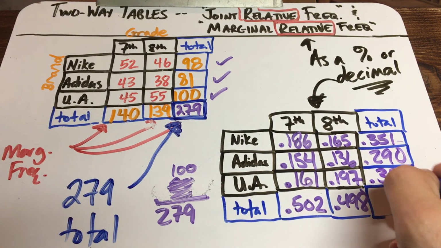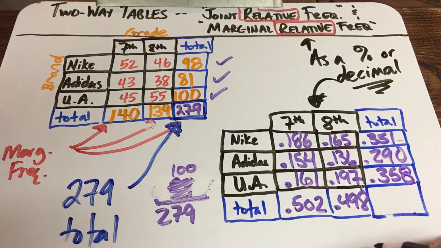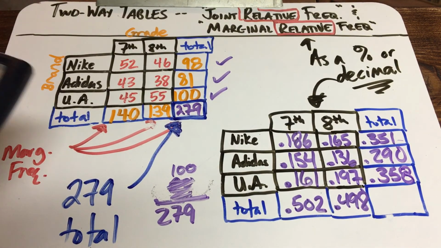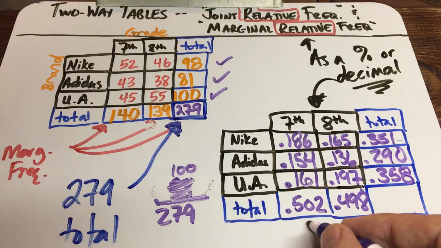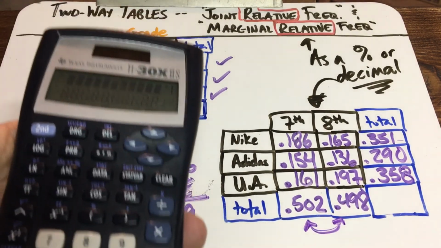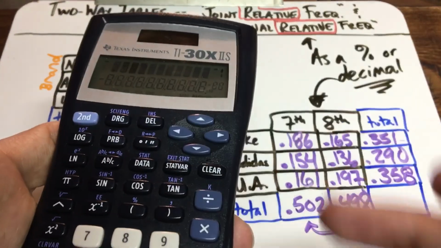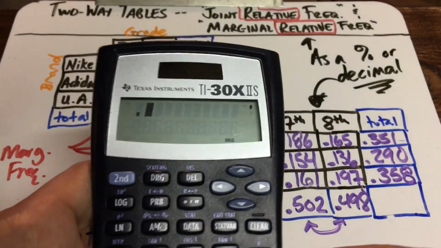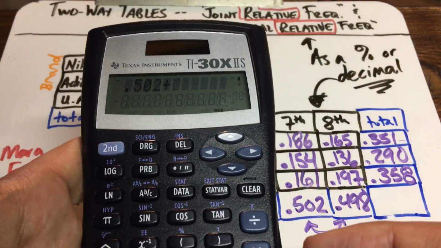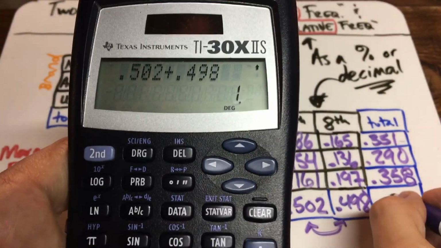Okay, and just like the other ones, when I add up these three, in this case, it's not going to equal 279. It should equal 100 for 100%, right? So if I add up these two right here, 0.502 plus 0.498, see how that equals 1? It should equal 1 for 100%.